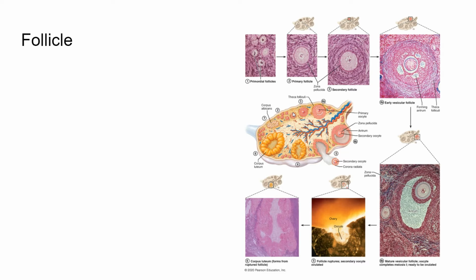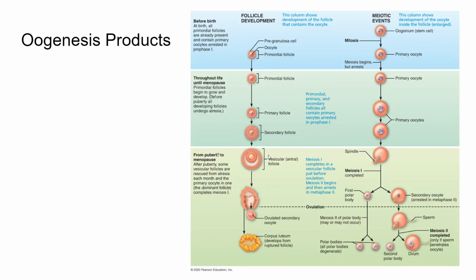Each month or so after puberty, one of these follicles is released, or one of these oocytes is released, and the follicle is left behind. We'll talk more about that in a second. So looking at the products of this process in females, that dominant follicle is going to resume meiosis just before ovulation.